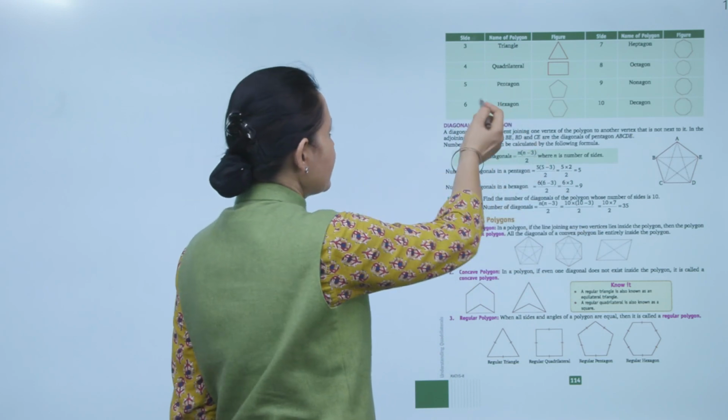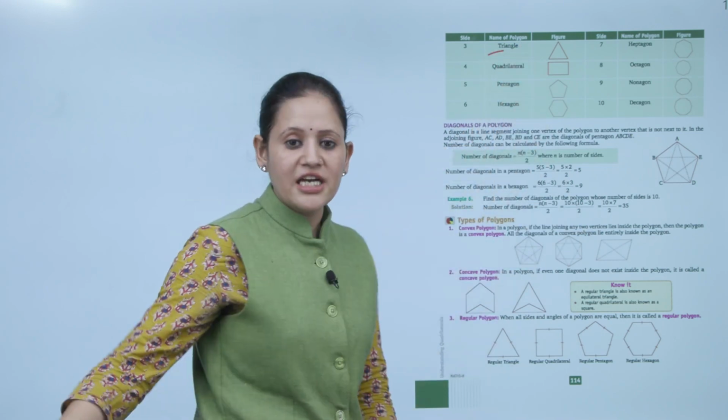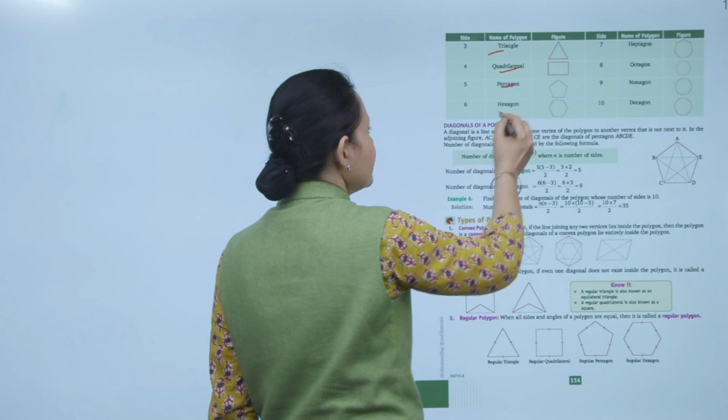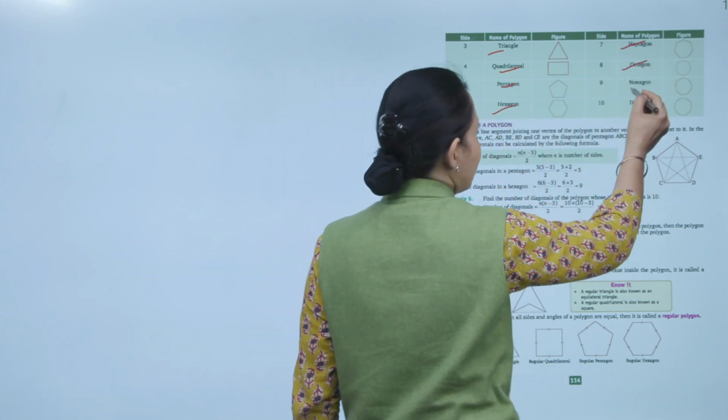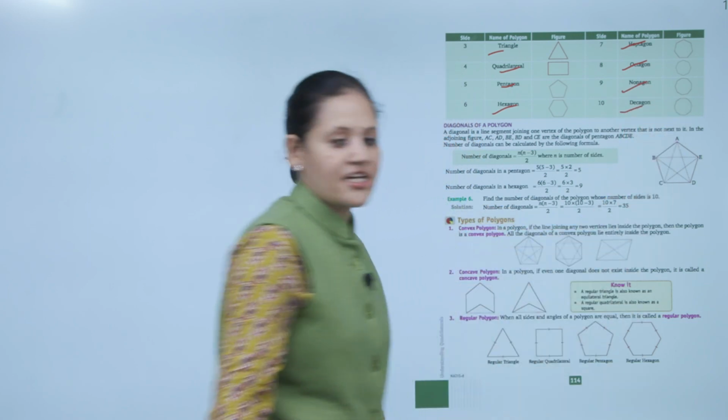So a polygon with 3 sides is a triangle, 4 sides quadrilateral, 5 sides pentagon, 6 sides hexagon, 7 sides heptagon, 8 sides octagon, 9 sides nonagon and 10 sides decagon.